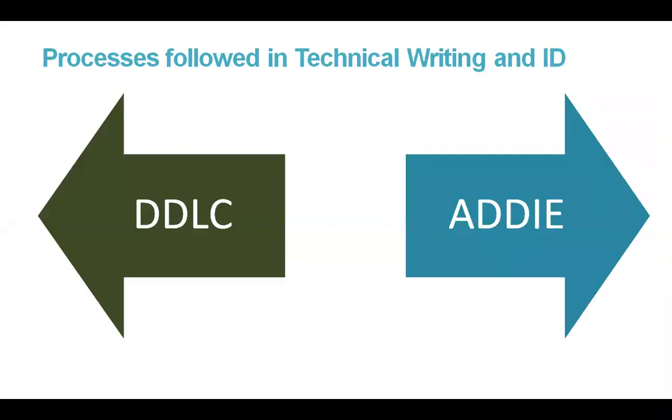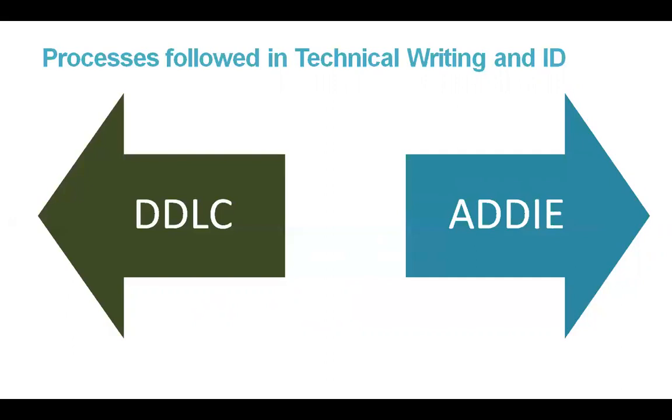Processes that IDs and technical writers follow. Technical writing usually follows a document development life cycle, whereas an instructional designer usually follows the ADDIE model. Though it's just a name, both of them have their own similarities in a way. They both are processes that are used by technical writers and IDs to develop their own deliverables.